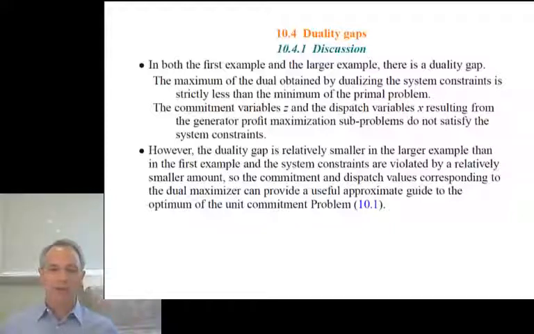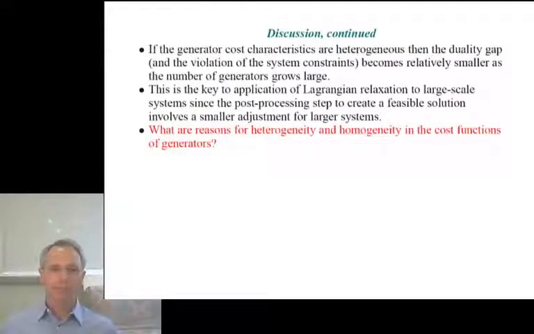In general, it's not quite as easy as in this example. If the generator cost characteristics are heterogeneous, however, then the duality gap and the violation of the system constraints becomes relatively smaller as the number of generators grows large. And this is indeed the key to application of Lagrangian relaxation to large-scale systems, since the post-processing step involves a smaller adjustment. You might think about the reasons why generators might either be homogeneous or heterogeneous in a market.